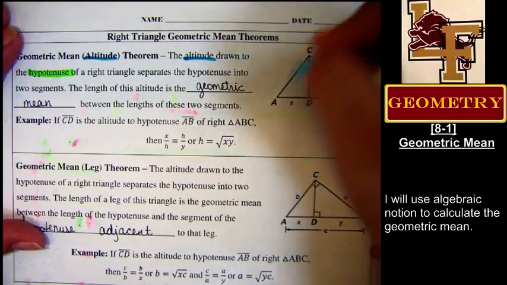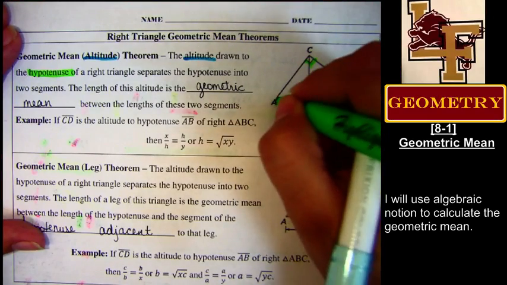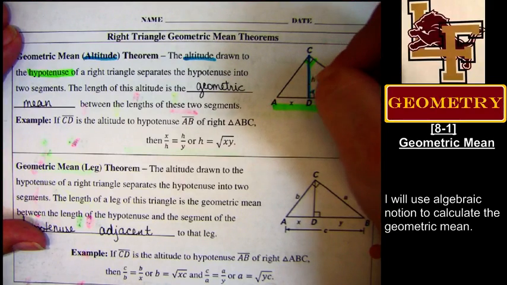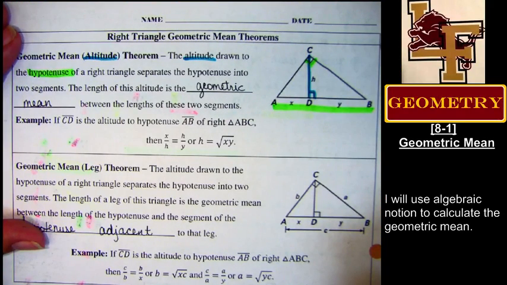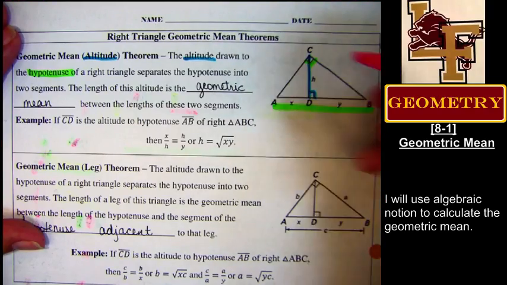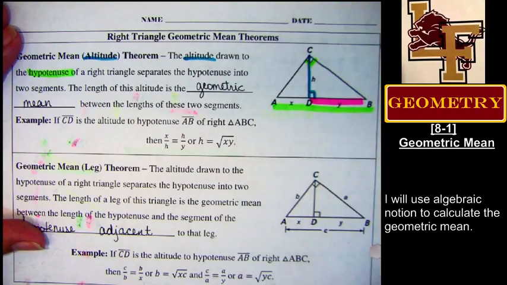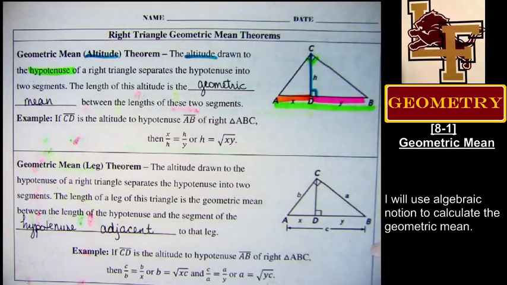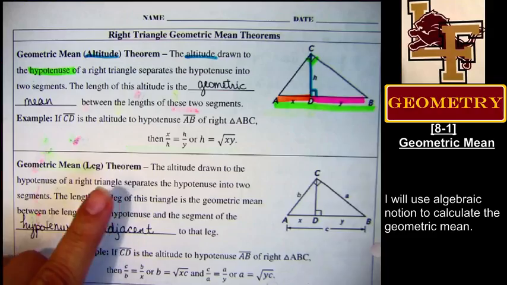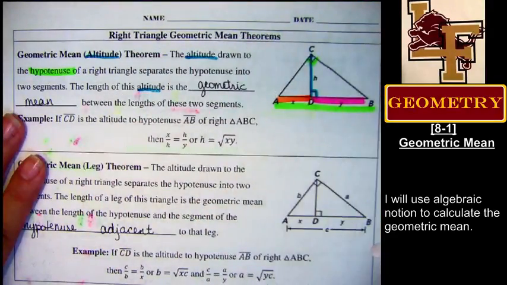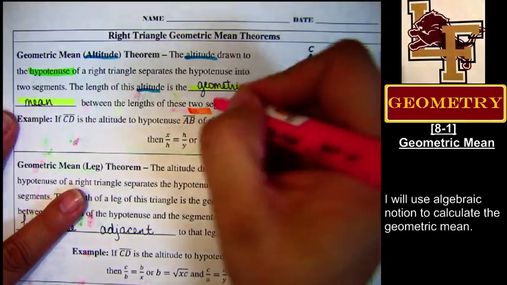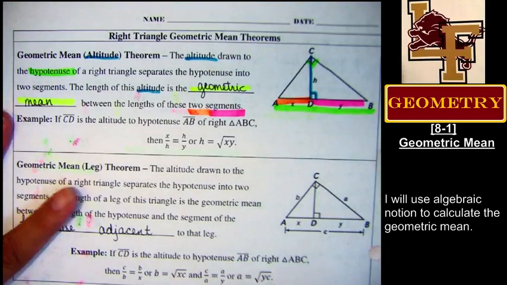So here's a right triangle. Here's the right angle. That makes this the hypotenuse. Here is the altitude of that triangle. This altitude is separating my hypotenuse into two different pieces. Okay? The altitude is given by the geometric mean between the lengths of these two segments. Let me go into the diagram.